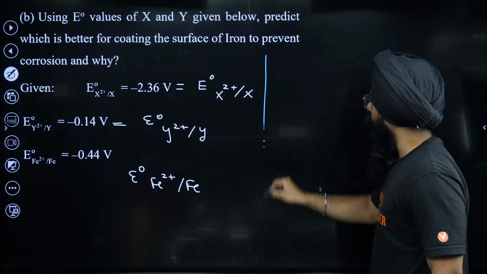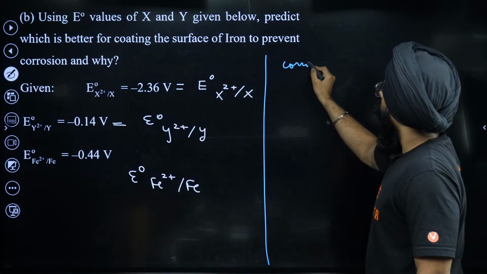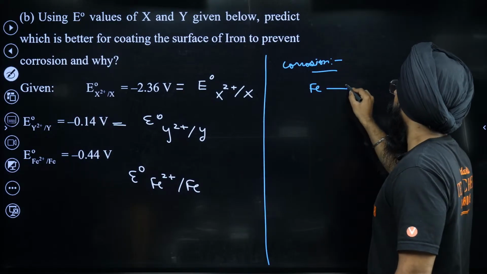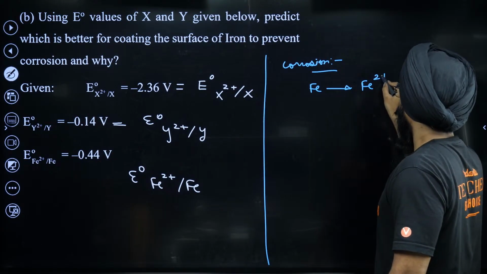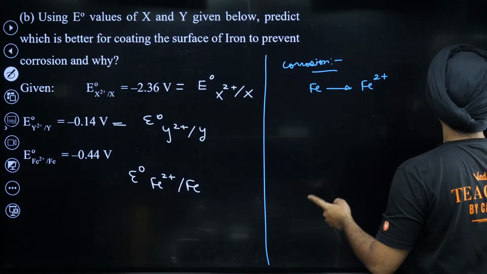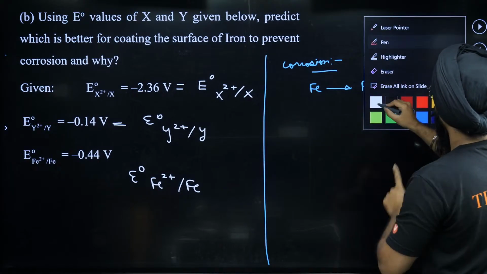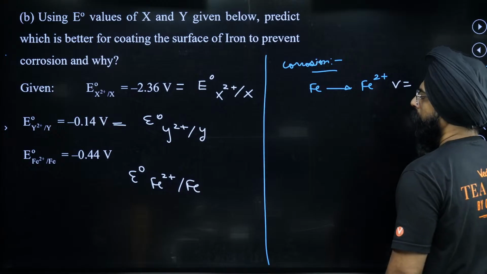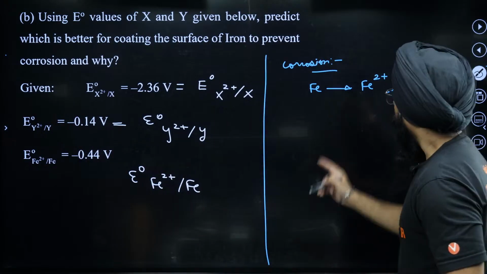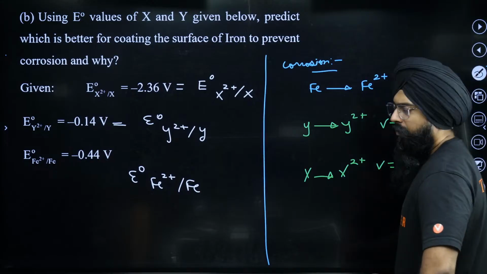What is corrosion? Corrosion is basically thought of as iron getting oxidized. Now, when iron gets oxidized, what is the voltage associated with this process, people? This is the voltage for iron getting reduced. Volts.